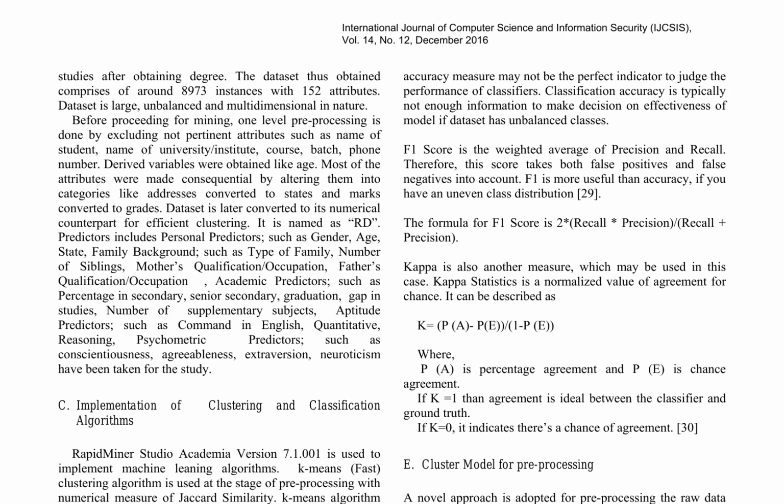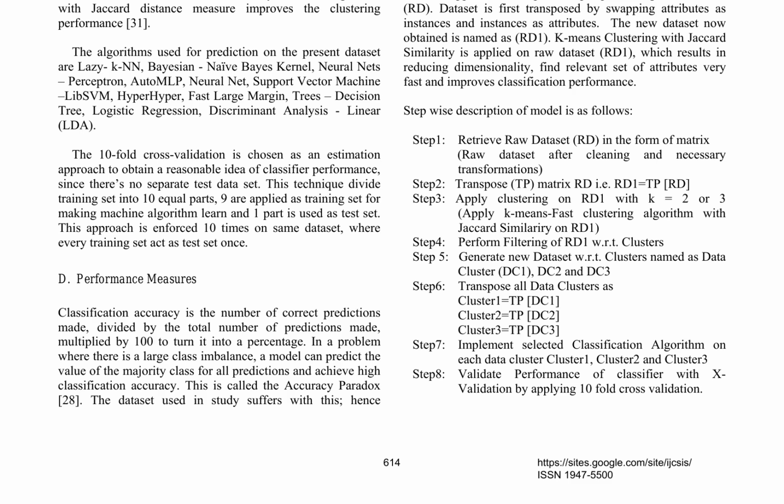The RapidMiner Studio Academia version 7.1.001 is utilized to implement machine learning algorithms. The K-means fast clustering algorithm is applied with a numerical measure of Jaccard similarity, enhancing clustering performance. Various classification algorithms are employed for prediction, including Lazy K-NN, Bayesian Naive Bayes kernel, neural nets, perceptron, AutoMLP, neural net, support vector machine, LibSVM, hyper, fast large margin, trees, decision tree, logistic regression, and discriminant analysis linear, LDA.